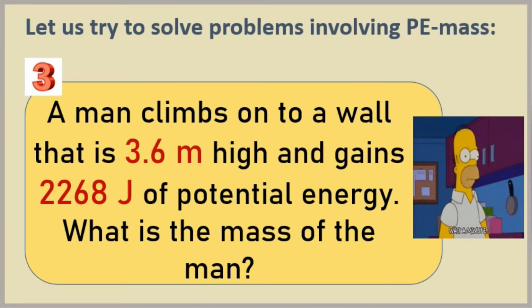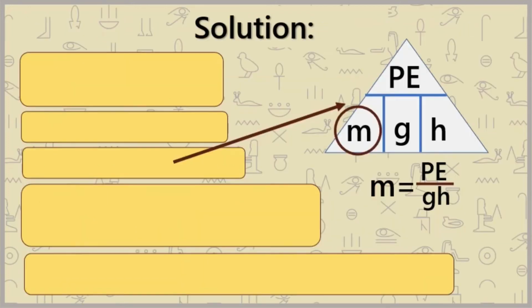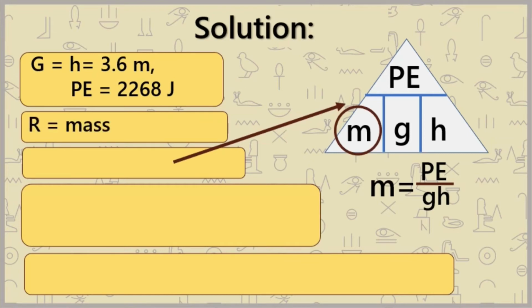A man climbs onto a wall that is 3.6 meter high and gains 2,268 joules of potential energy. What is the mass of the man? So we are finding the mass. Solution will be, okay, first given our height equals 3.6 meters according to the problem, and the PE is equal to 2,268 joules. So of course, the required is mass.